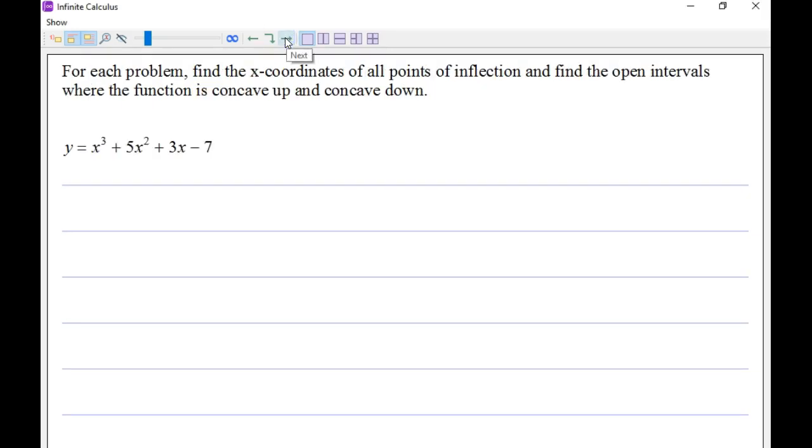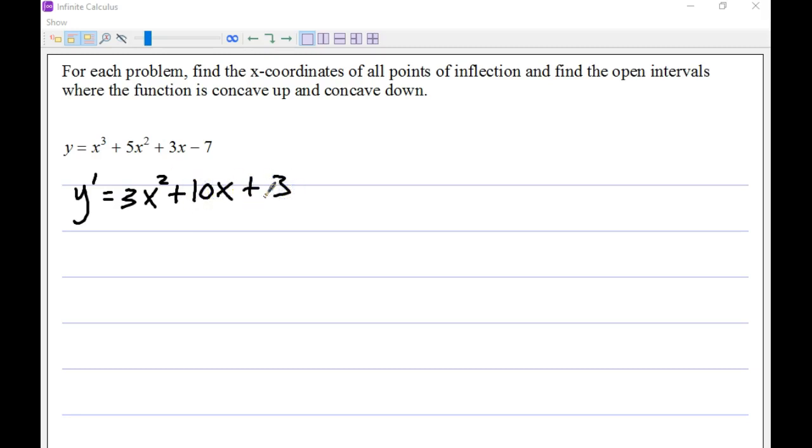For each problem, find the x-coordinates of all points of inflection and find the open intervals where the function is concave up and down. All right, so points of inflection happen where the concavity changes. How do you find concavity? It depends. But what I was looking for is what I heard someone say back there, which was that you look for the double prime.